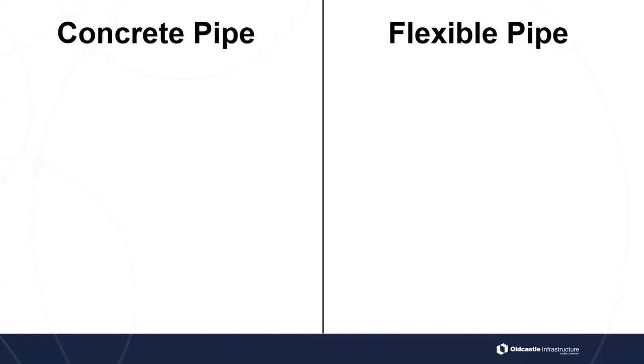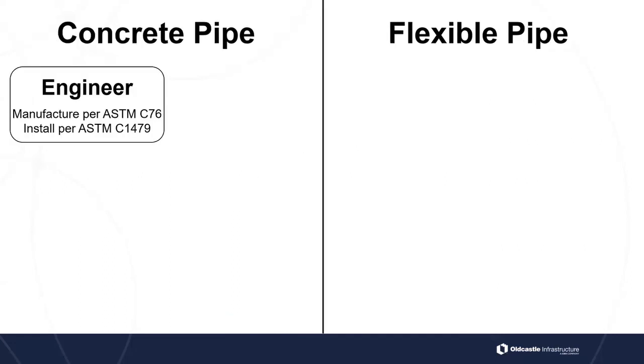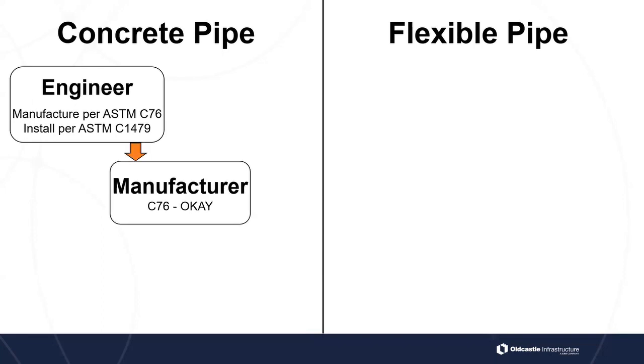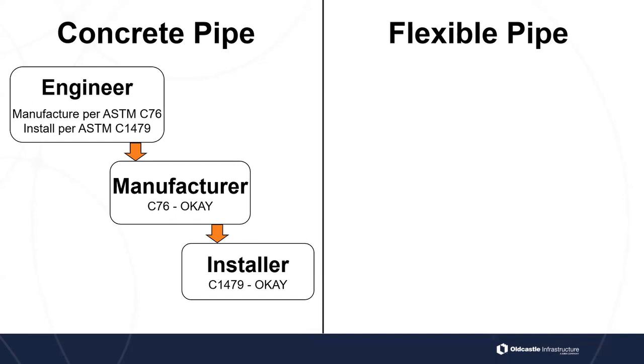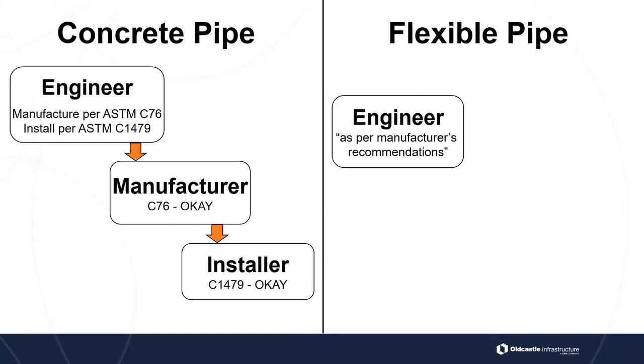So once again, I want to reiterate this and show you again: if you're using reinforced concrete pipe, the engineer calls out that it needs to be manufactured per ASTM C76 and installed per ASTM C1479. Manufacturer says, good to go, that's how we manufacture pipe, C76 is met. And installer says, great, C1479, that's the manufacturer's recommendations on installation. Absolutely, we'll install it that way. Everyone is good. Pipe gets installed correctly.